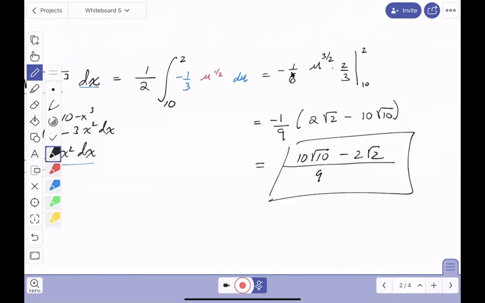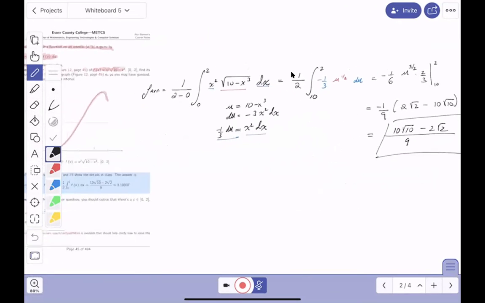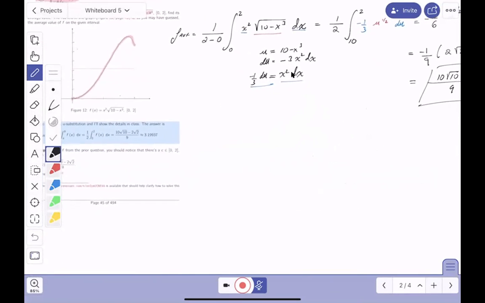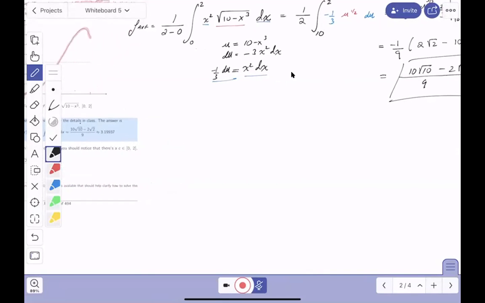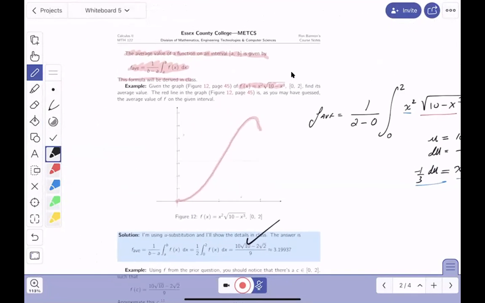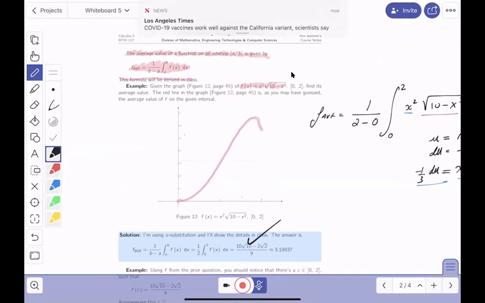All right, let's go to the key. I'm not saying we're done yet, but I want to see if they got that answer. And I'm seeing it. They got 10 root 10 minus 2 root 2 over 9. I'm seeing that right over there. By the way, I didn't go back and read it. That's a problem a lot of students have. They look at a question and they're not really reading it. And I'm guilty of it too.